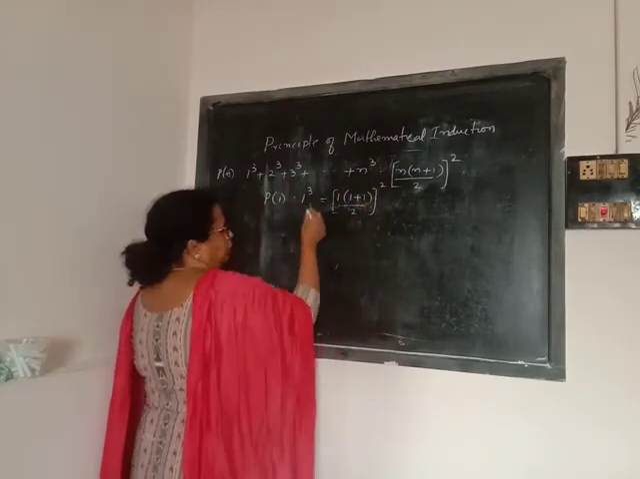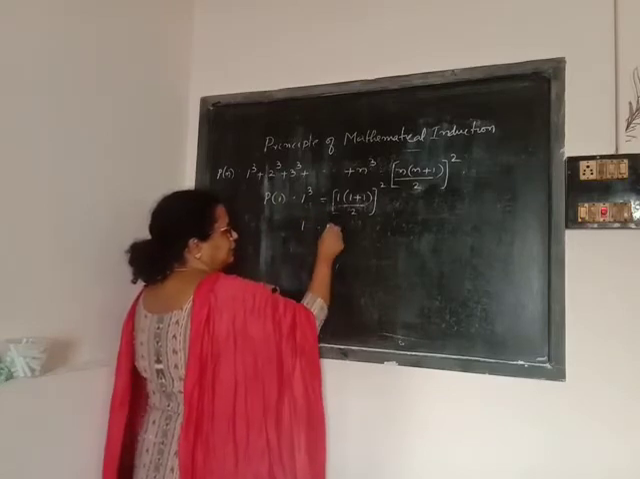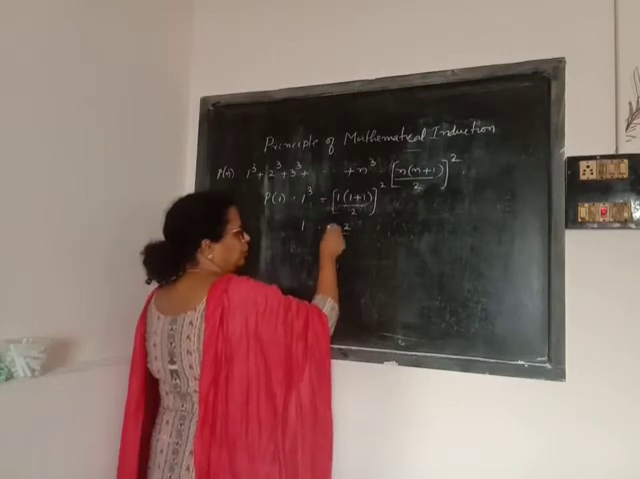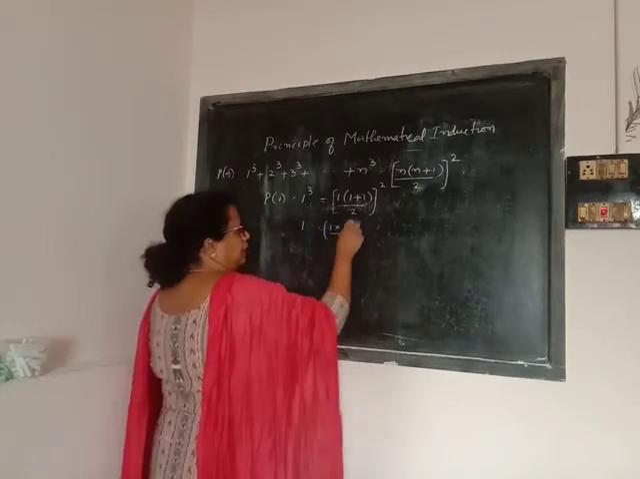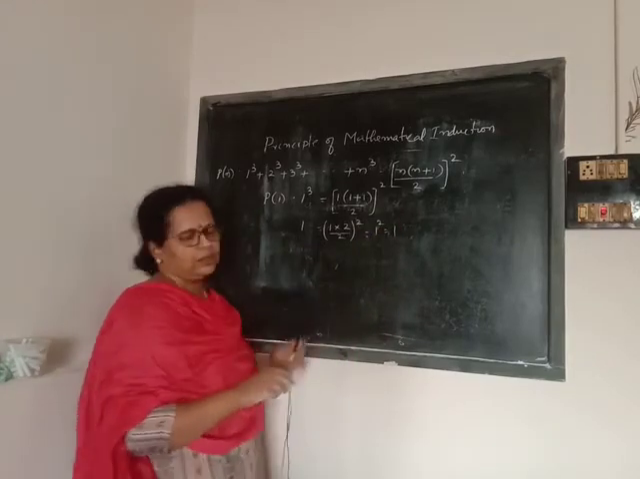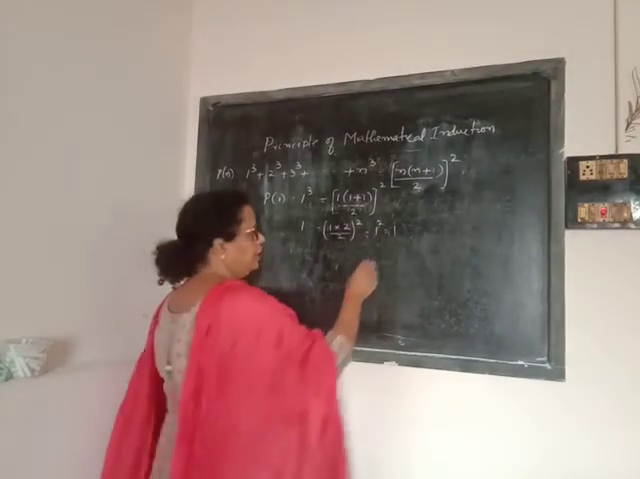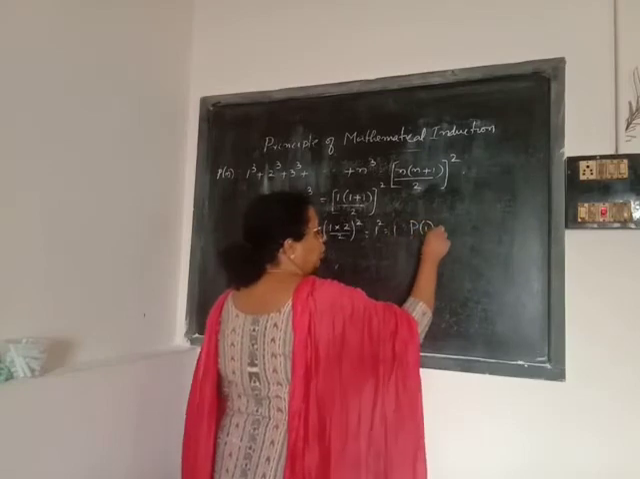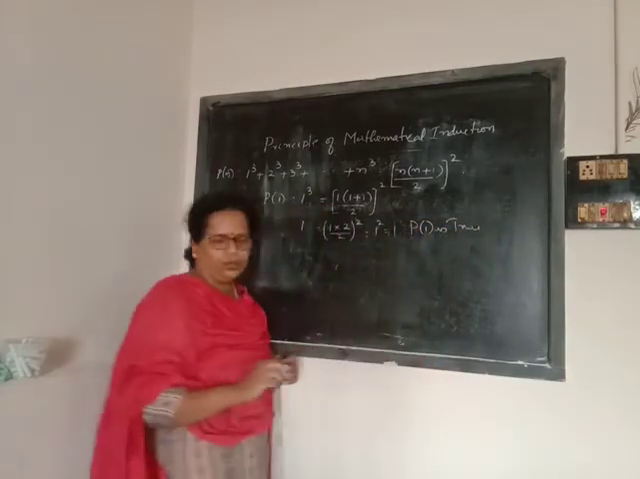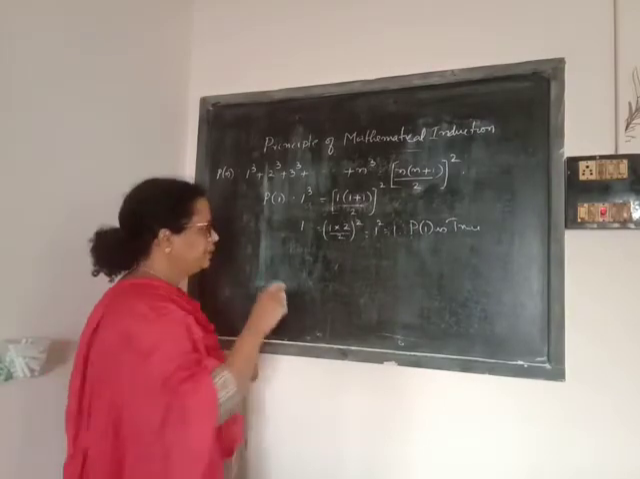So 1 cube, LHS, it is 1. RHS is what? 1 into 1 plus 1 is 2. 1 into 2 by 2 is what? Whole squared. So this is 1 squared is equal to 1. So both sides we got 1. Means P of 1 is true. Therefore P of 1 is true. We have to write that step.